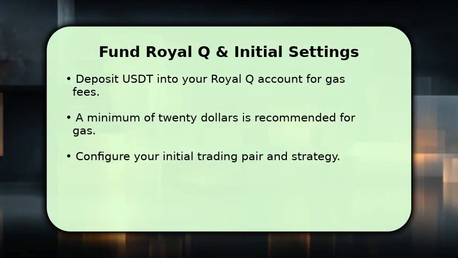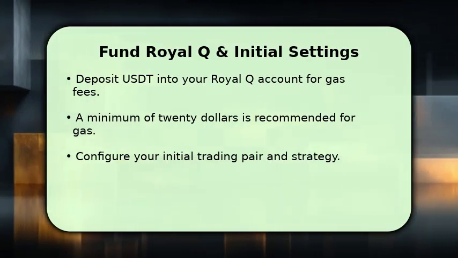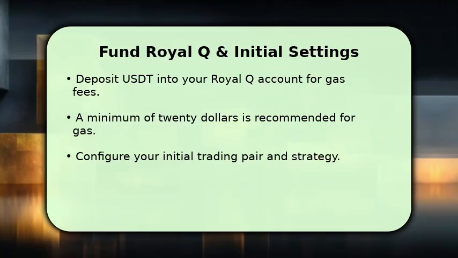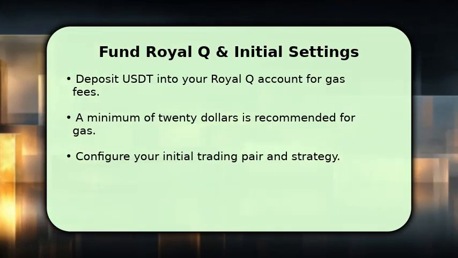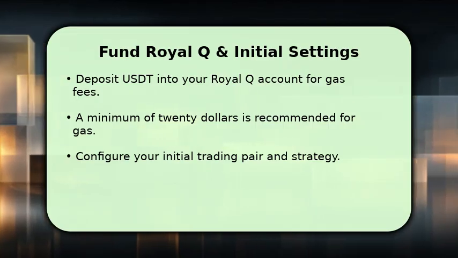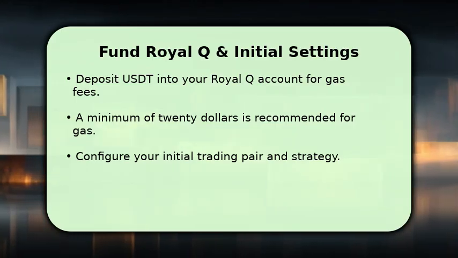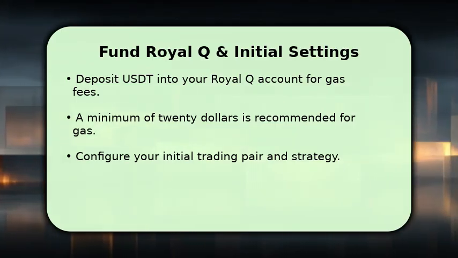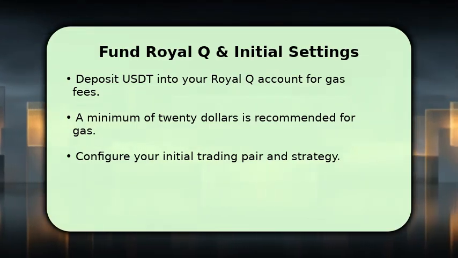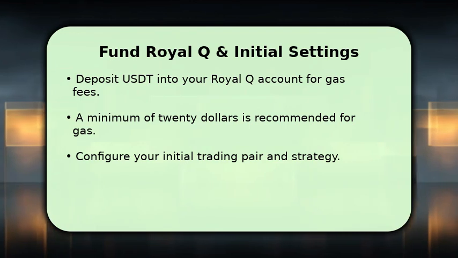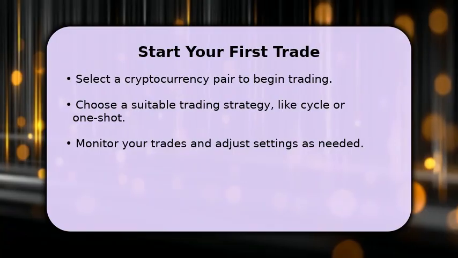Before Royal Q can execute trades, you'll need to deposit some USD into your Royal Q account. This balance covers the small gas fees for transactions. We recommend starting with at least $20 for these fees to ensure smooth operation. Next, you can begin configuring your initial trading settings. Select your preferred cryptocurrency pair and choose a suitable trading strategy that aligns with your investment goals. With everything set up, you are now ready to initiate your first trade.